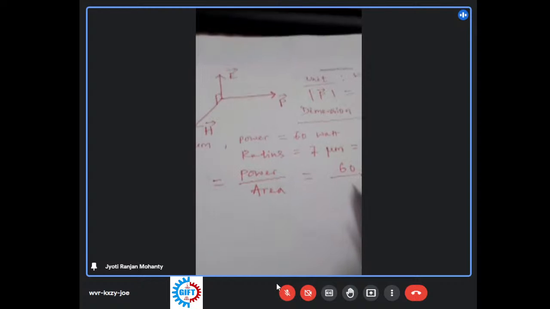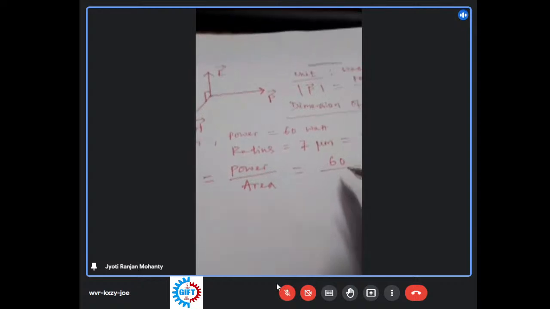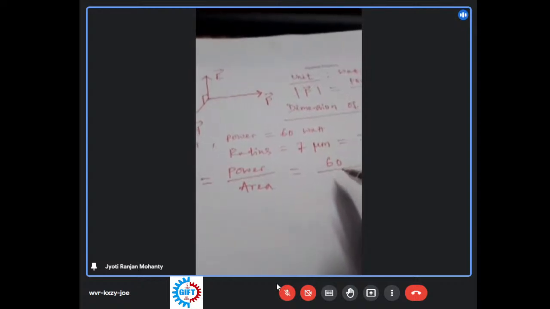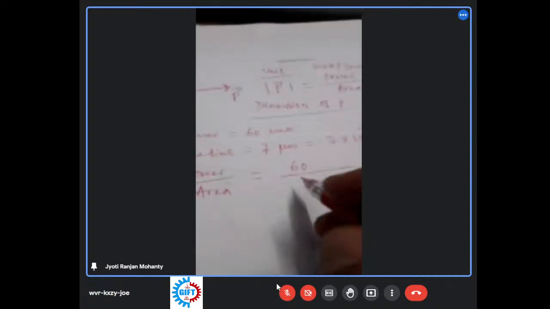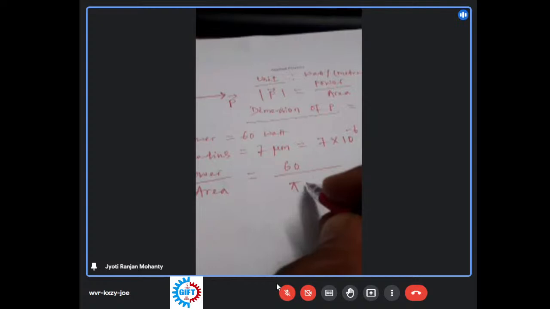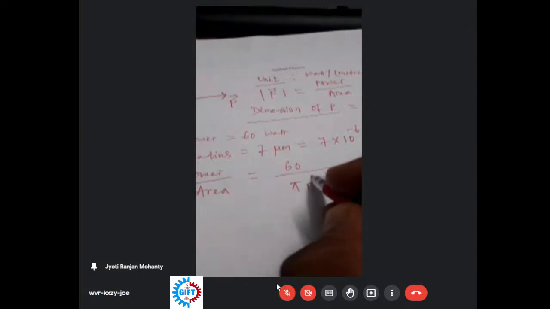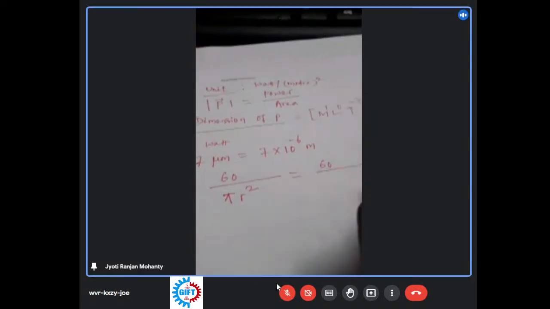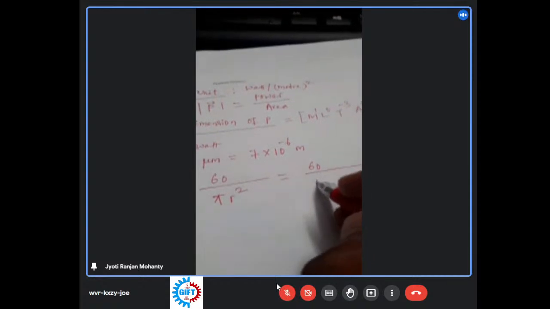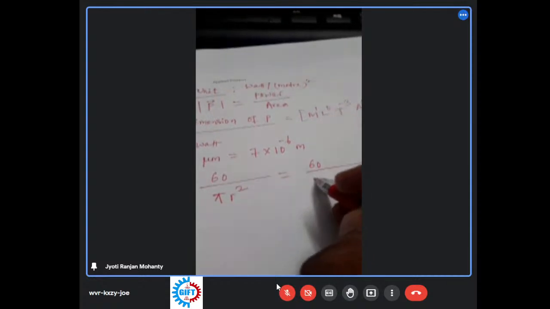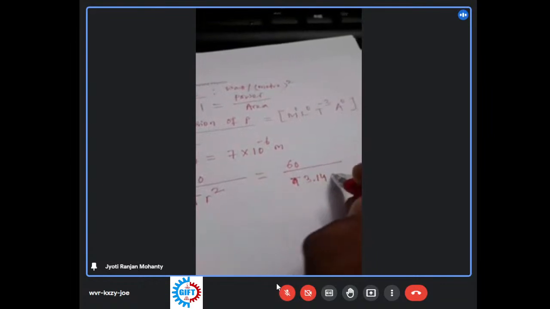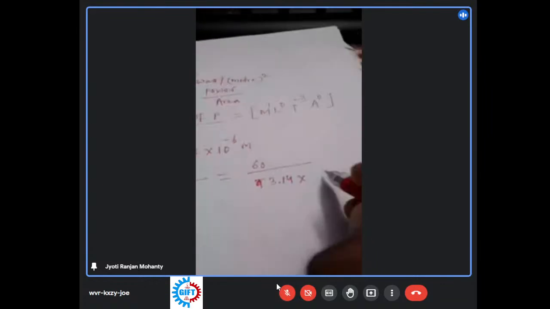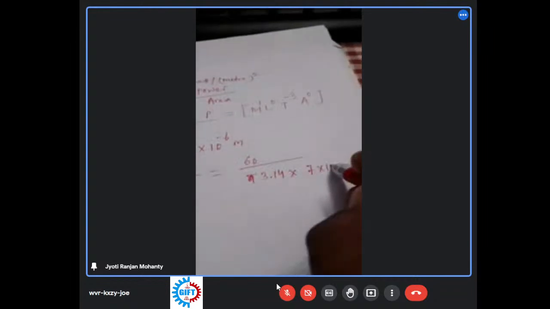Since the laser beam is incident on a circular object, we have to find the area of a circle. What is the area of a circle? Pi r square. So this is equal to 60 pi. For pi you can take 3.141 directly. So 3.141 times radius square, 7 into 10 to the power minus 6.